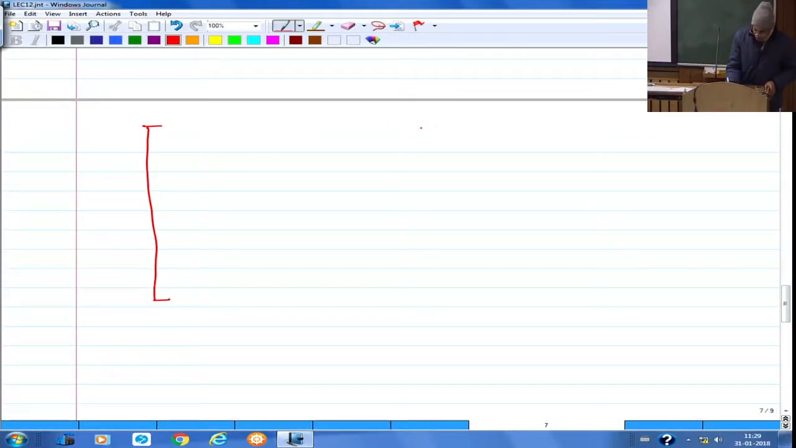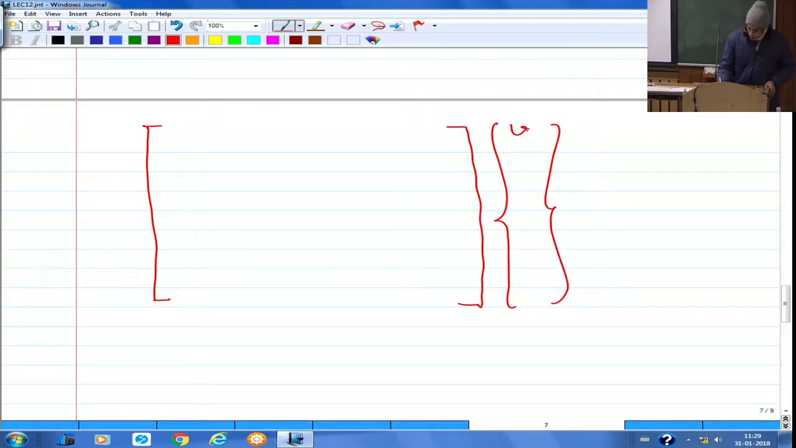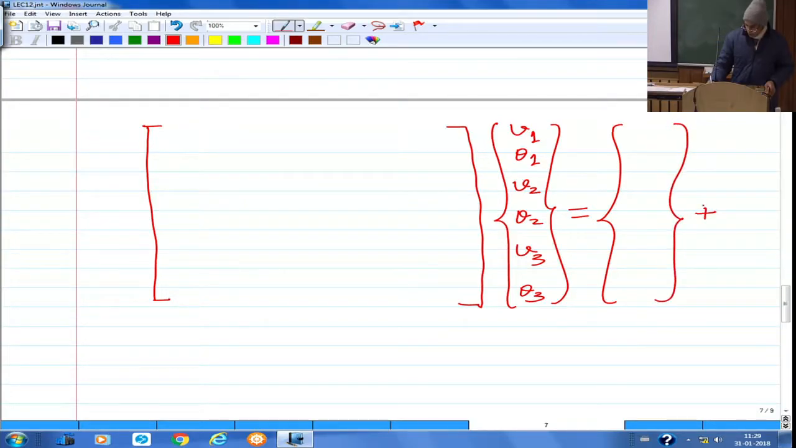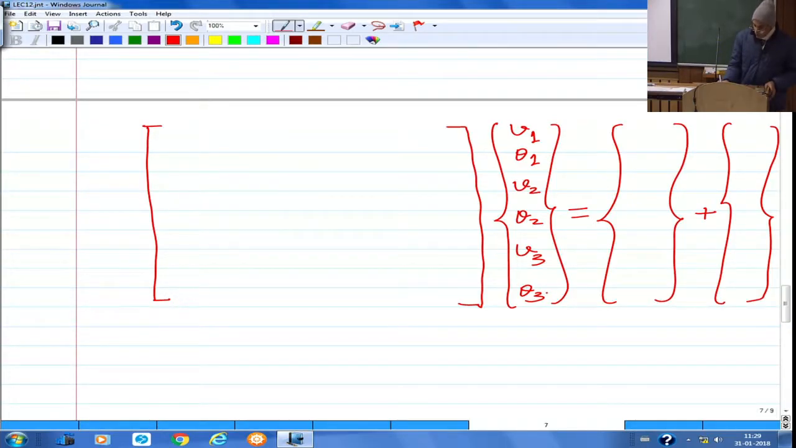So you will have a global stiffness matrix, and the global degrees of freedom: for the first global node, the transverse displacement is V1 and rotation theta 1, then the second node V2, theta 2, V3 and theta 3. On the right hand side you will have the external load vector plus the internal load vector. This is the structure of the equations. Because there are 6 global unknowns, that is displacements as well as rotations, this stiffness matrix is going to have 6 columns, the global columns 1, 2, 3, 4, 5 and 6. It is going to have 6 rows as well, 1, 2, 3, 4, 5 and 6.